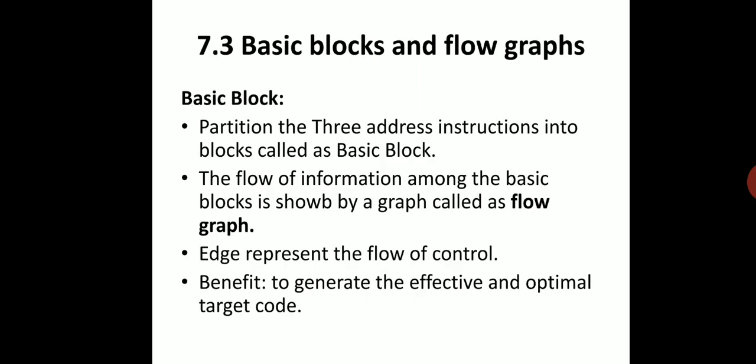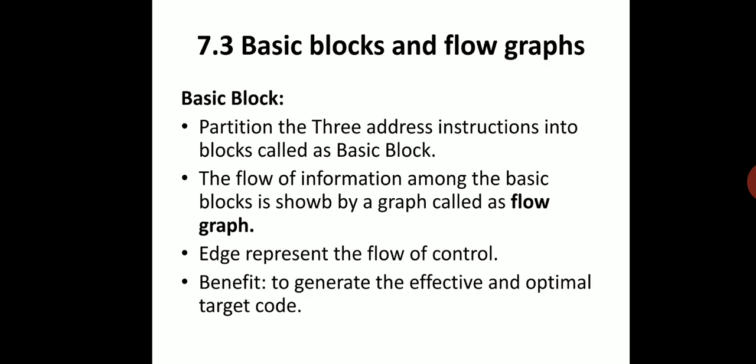Basic blocks and flow graphs. So this is again a very important point, basic blocks and flow graphs. So what is a basic block? A sequence of 3 address code instructions is nothing but the basic block. Okay, what does a basic block contain? A sequence of 3 address code instructions. Okay, so that is given here. Partition the 3 address instructions into blocks called basic blocks. So we can say the basic block is a block that contains all the 3 address code instructions.